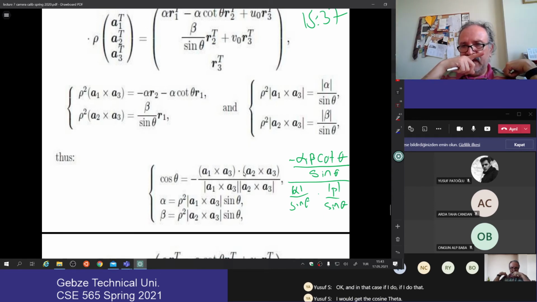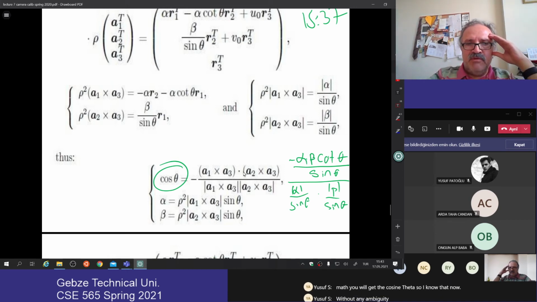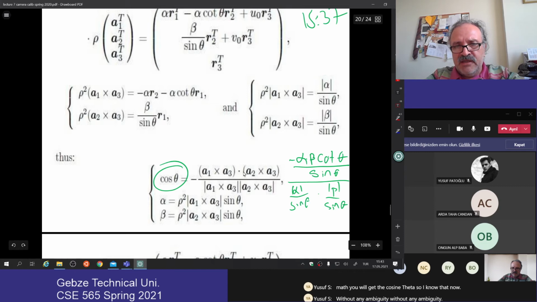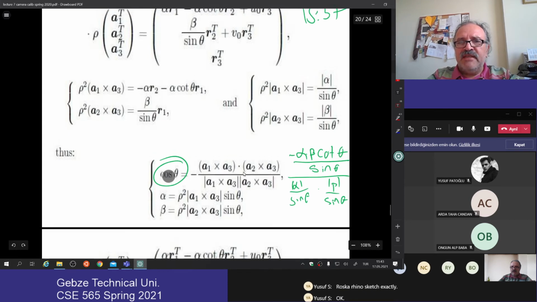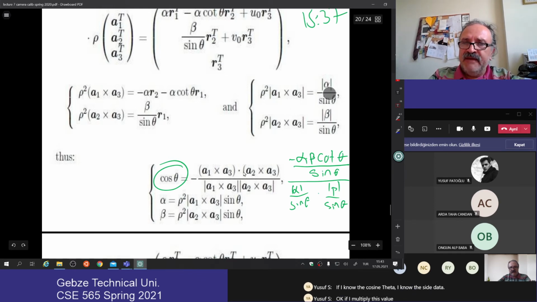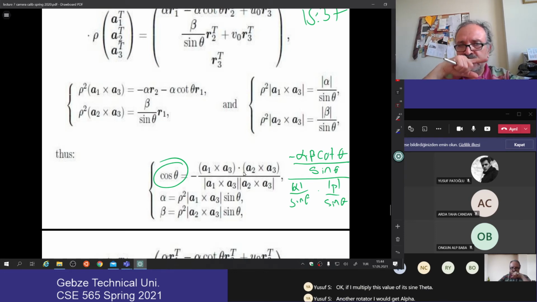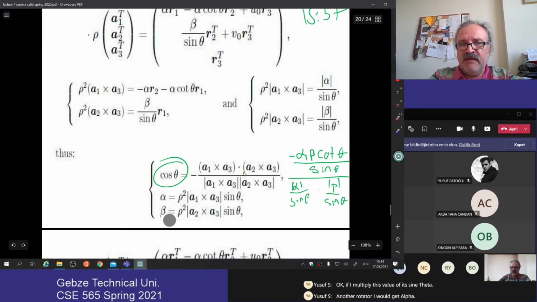Why? Because I have the cotangent over sine. If I do the math, you will get the cosine theta. So I know the theta now, without any ambiguity. And alpha and beta are, how is this? Rho square, I know rho square, exactly. If I know the cosine theta, I know the sine theta. If I multiply this value with sine theta, another rho theta, I would get alpha. Good. And similarly, I would get the beta.